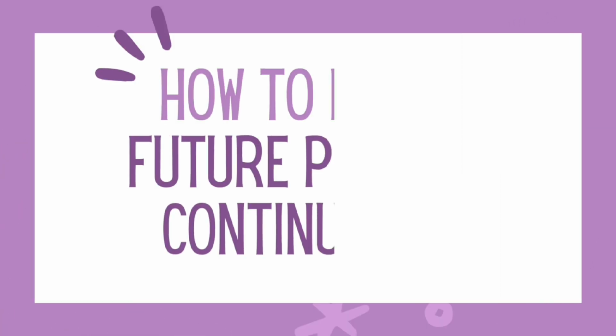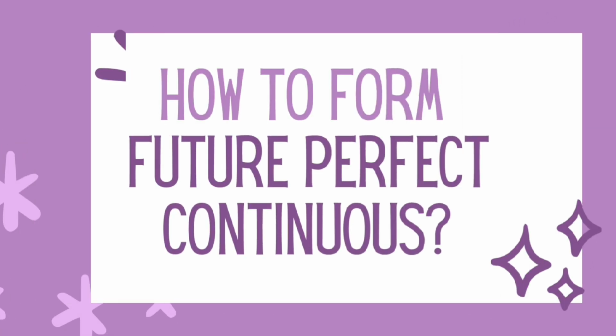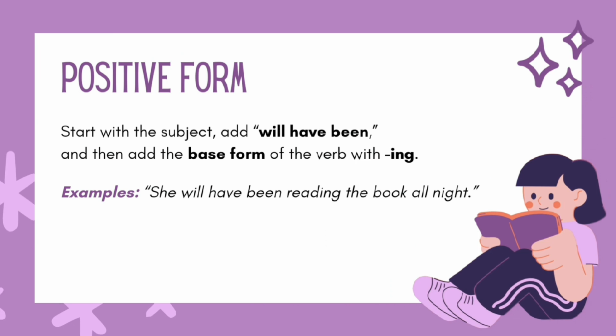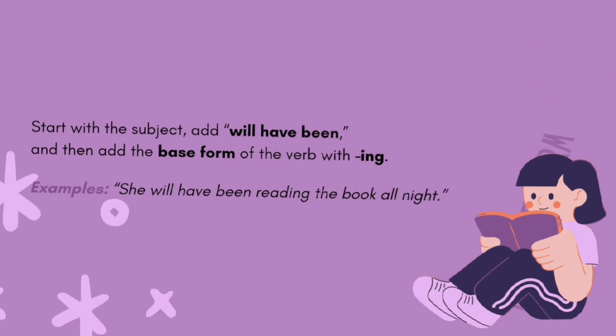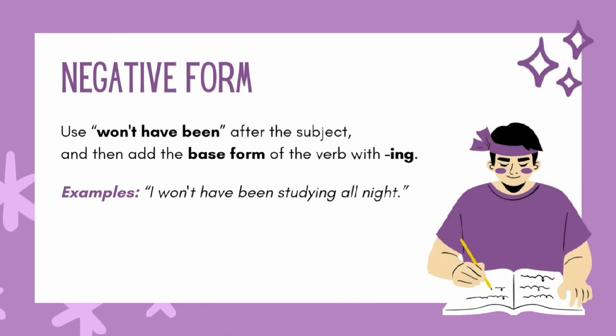How to form future perfect continuous tense. Number 1. Positive form. Start with the subject, add will have been, and then add the base form of the verb with ing. Example, she will have been reading the book all night. Negative form, use won't have been after the subject and then add the base form of the verb with ing. Example, I won't have been studying all night.